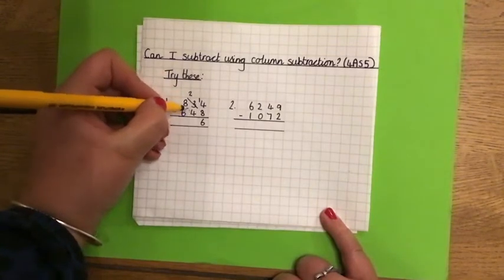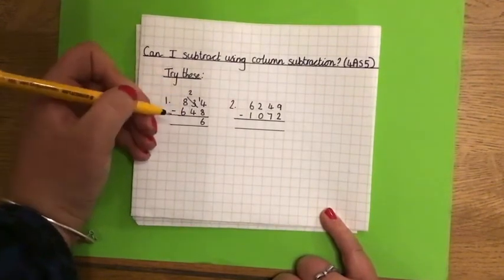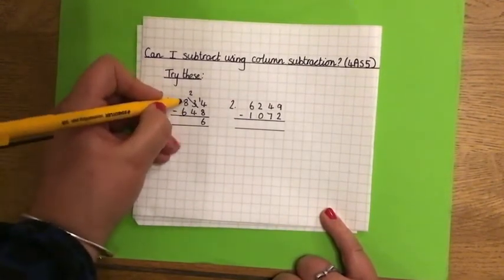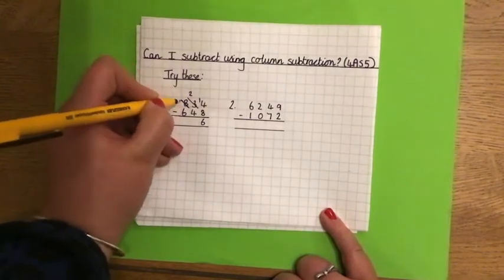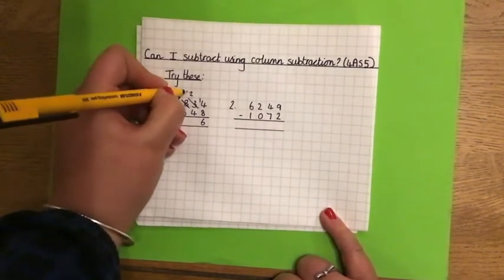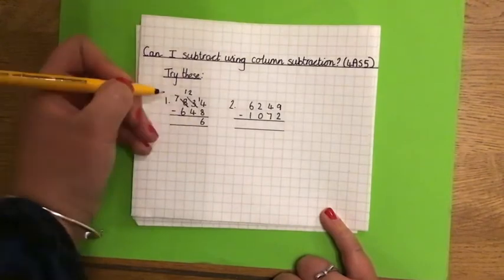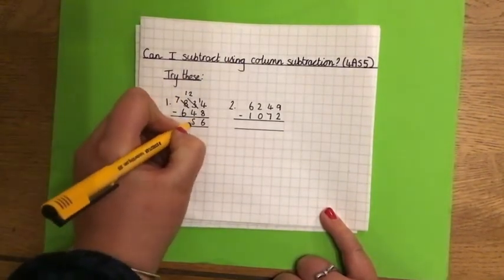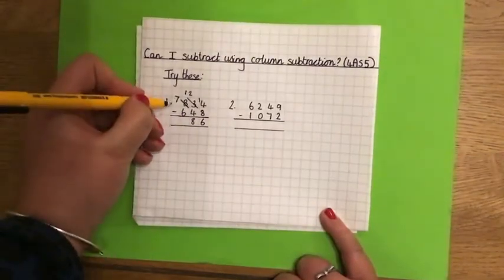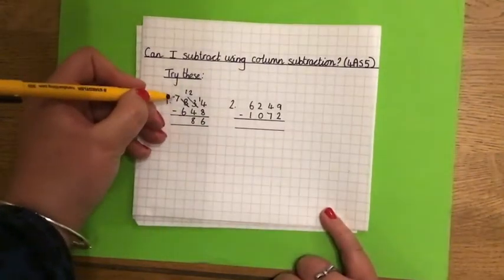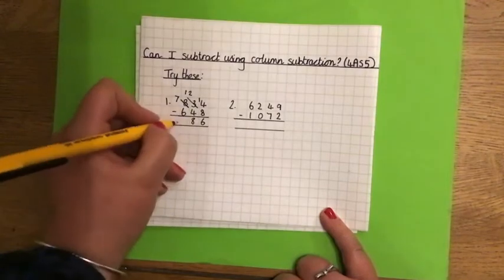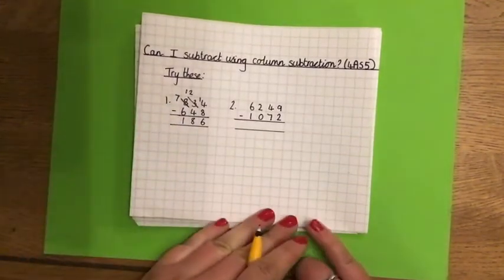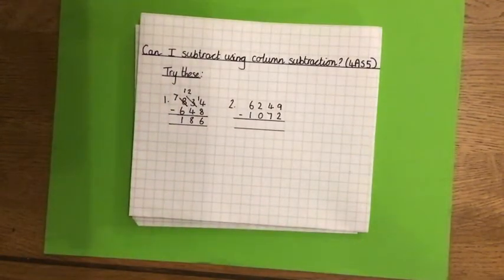2 subtract 4. Again, I'm not going to be able to do that. So I'm going to have to exchange from the hundreds, making that now a 7 and making that now 12. So 12 subtract 4 is 8. And then finally, in the hundreds column, I can do 7 take away 6, which is 1. So my answer to number 1 is 186.